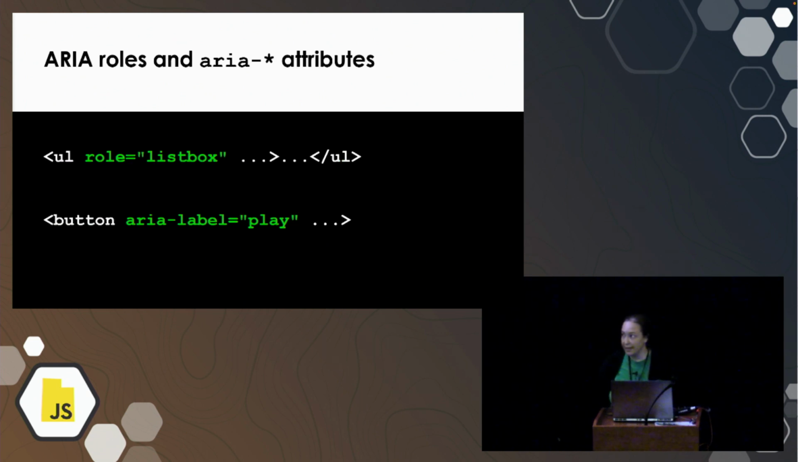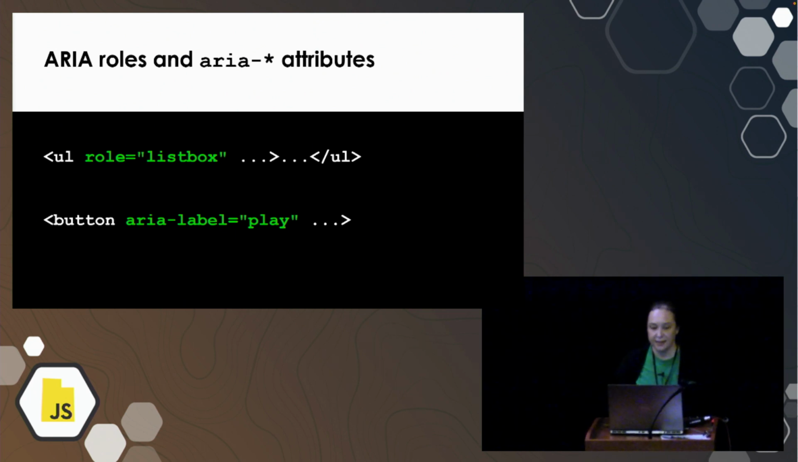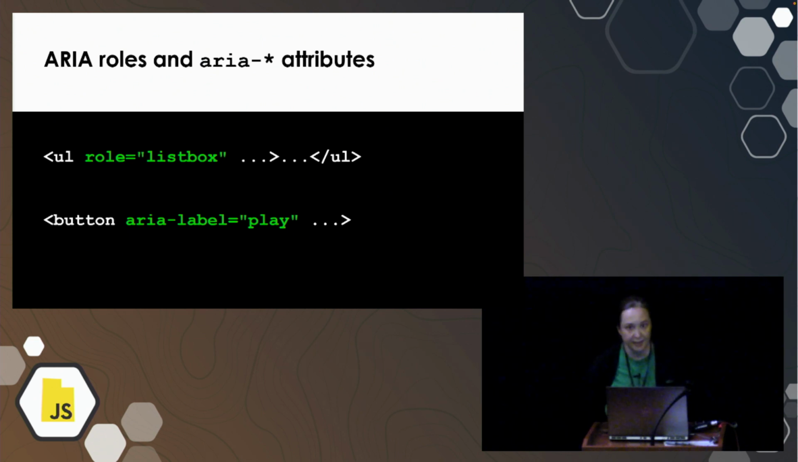Added to using native elements, though, we have to think about ARIA, Accessible Rich Internet Applications. So we can think about roles and what are called ARIA-* attributes. So in the first example, I have a role attribute of listbox on an unordered list. So that semantically changes the nature of that. It's no longer an unordered list, it's now a listbox. And that semantically means something in the ARIA spec.